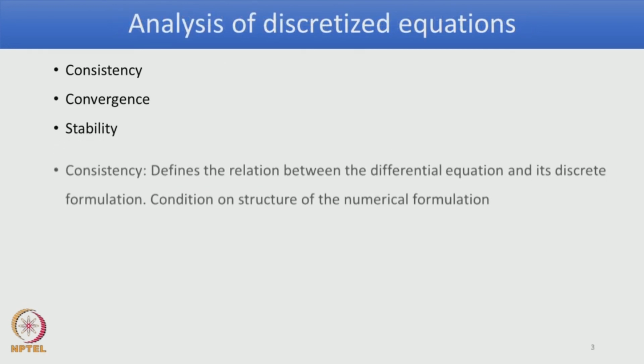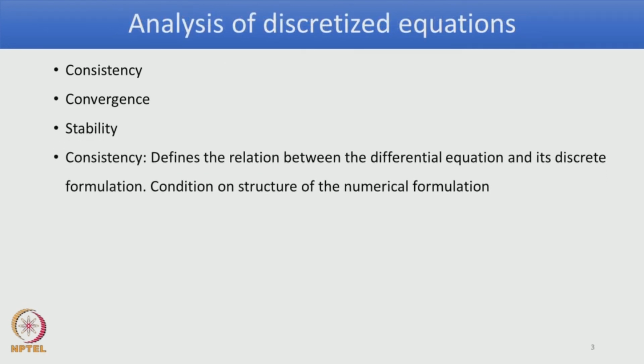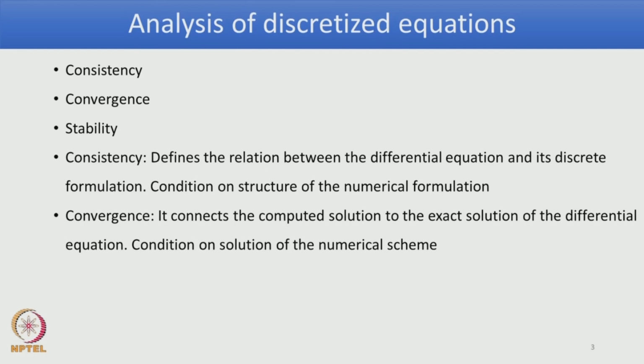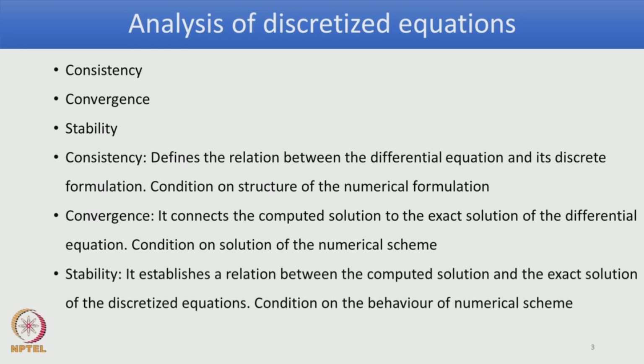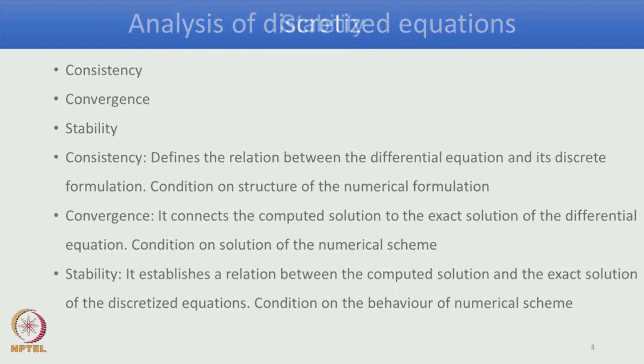We said consistency defines the relationship between the differential equation and the discrete formulation. It otherwise talks about a condition on the structure of the numerical formulation. Convergence connects the computed solution to the exact solution of the differential equation. In other words, it puts a condition on the solution of the numerical scheme. The third aspect is stability, which establishes the relation between the computed solution and the exact solution of the discretized equation.